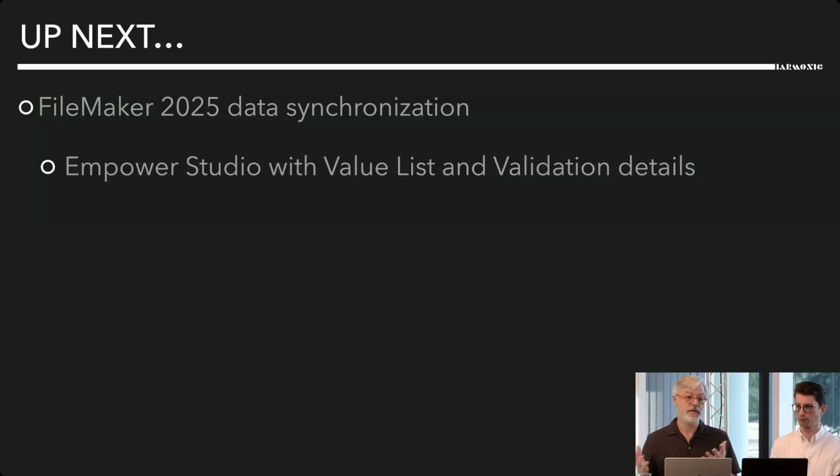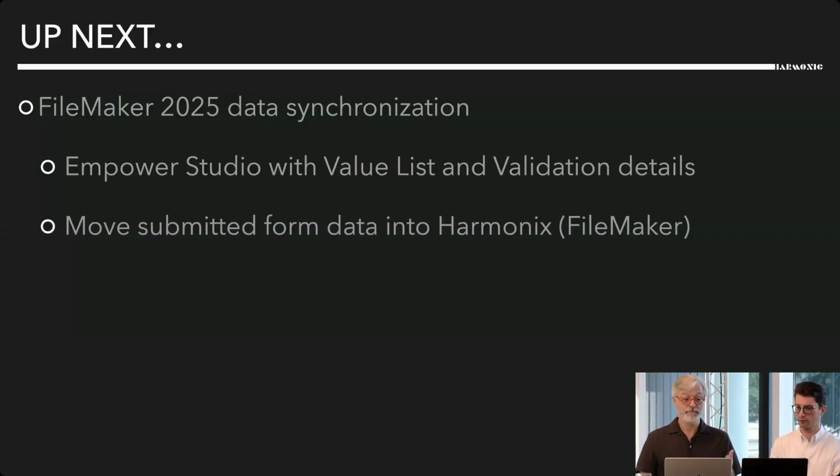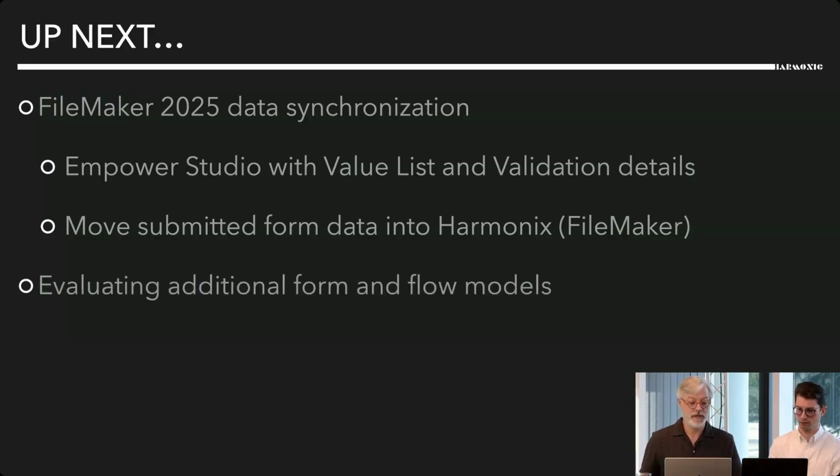We want to do two things with that. One of the things is we want to enrich Claris Studio. We want to be able to take value list and validation details from our FileMaker solution and enrich Claris Studio with that information. And we want to make it easier to get the data that's put into those forms back into Harmonics, back into FileMaker. So we're really looking forward to that data synchronization process. The second thing we're doing right now is we're still continuing to evaluate the best way to do this.